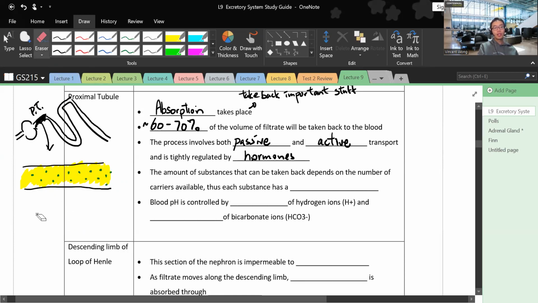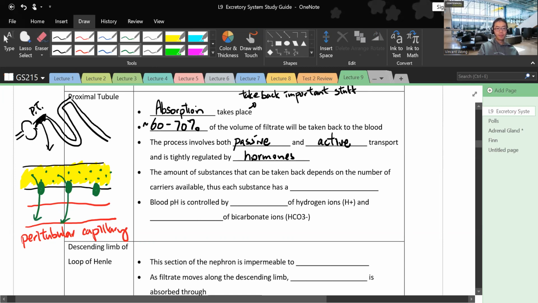Next to the proximal tubule, we will have a blood vessel, right? That would be the peritubular capillary. Maybe I'll just write out peritubular capillary. Okay. Now just watch first, okay? See if you know what I'm doing. In order for this glucose to go back into the blood, you're going to need a glucose transporter. A membrane protein that will grab the glucose and then put it back into the blood.